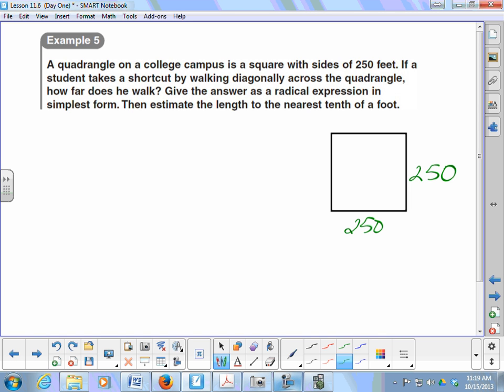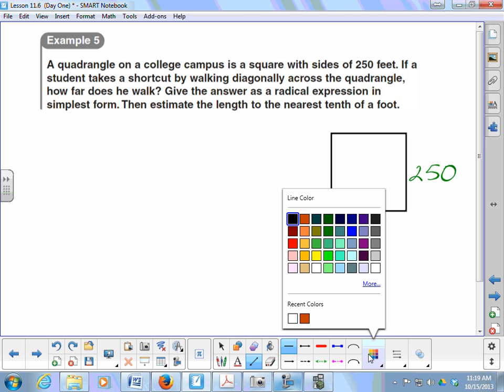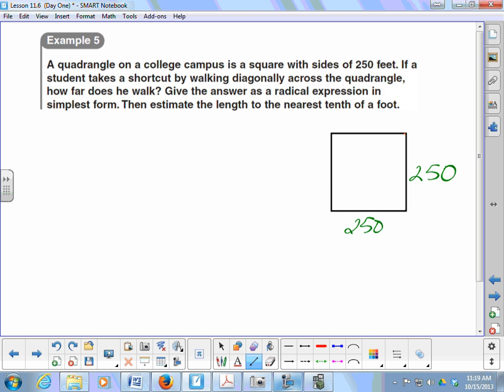And it says that this person's going to walk the diagonal. So I need a diagonal here. So I need to draw the diagonal in my square. So they want us to find the length of the diagonal. What's another name for the diagonal here? Nope, not the height. It's another name for that diagonal.